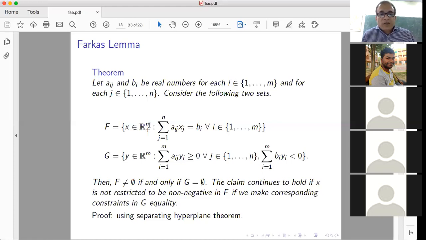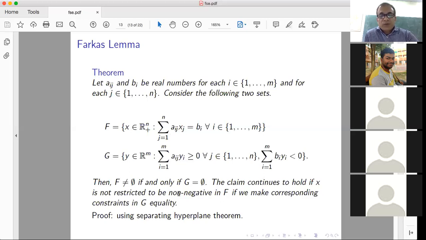So the claim of the Farkas lemma is that F is non-empty if and only if G is empty. So if F has a solution, then G has no solution. And if G has no solution, then F has a solution. Okay, so that's what the claim is. The claim continues to hold even if X is not restricted to be non-negative, as is the case here. The same theorem will continue to hold.